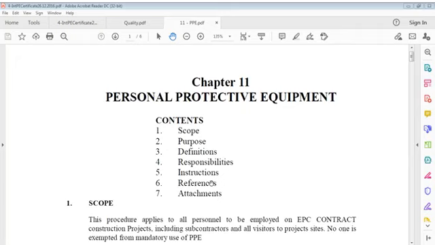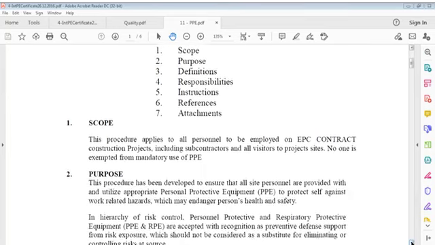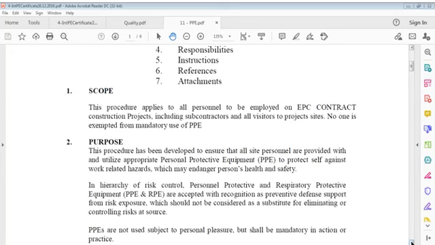Personal protective equipment, very common term. It applies everywhere in life, in every activity. I think everybody knows about this. It is for the person, because it's personal protective equipment. This applies to all personnel to be employed on EPC contract construction projects, including subcontractors and all visitors to project sites. No one is exempted from mandatory use of PPE.